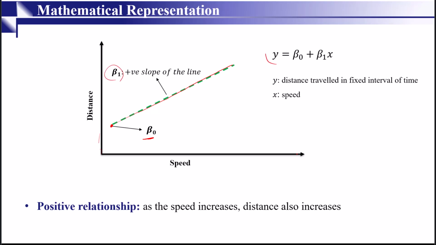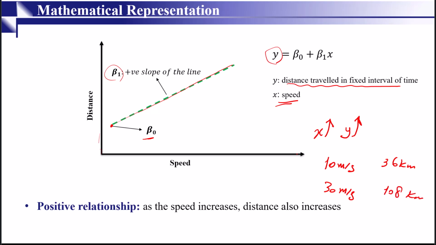So we can write y, the distance traveled in a fixed interval of time, as based on speed. This is called a positive relationship: as x increases, y also increases. For example, higher speed means greater distance traveled in a fixed time. If originally the speed is 10 meters per second, we can go 36 kilometers, and if we change the speed to 30 meters per second, then we can go 108 kilometers.